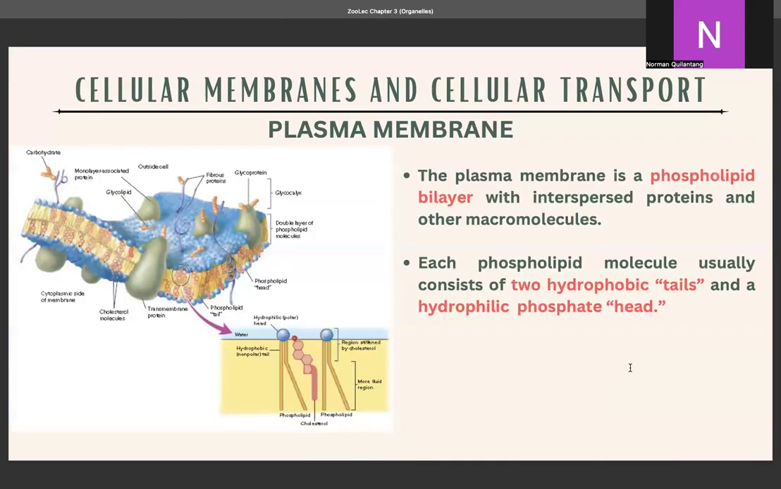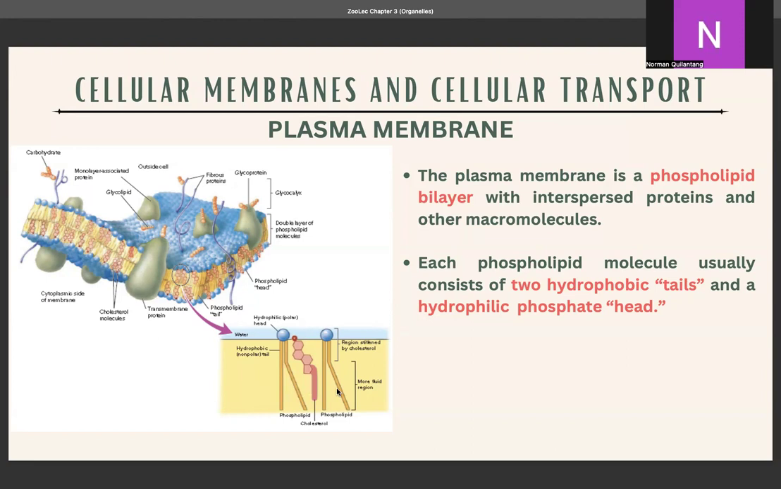First, let's define what the plasma membrane is and what it is made of. The plasma membrane is made of a phospholipid bilayer. This is generally a lipid molecule composed of a hydrophilic head, meaning water-loving, which readily dissolves in water. It also has a hydrophobic tail, meaning water-fearing, a nonpolar tail.